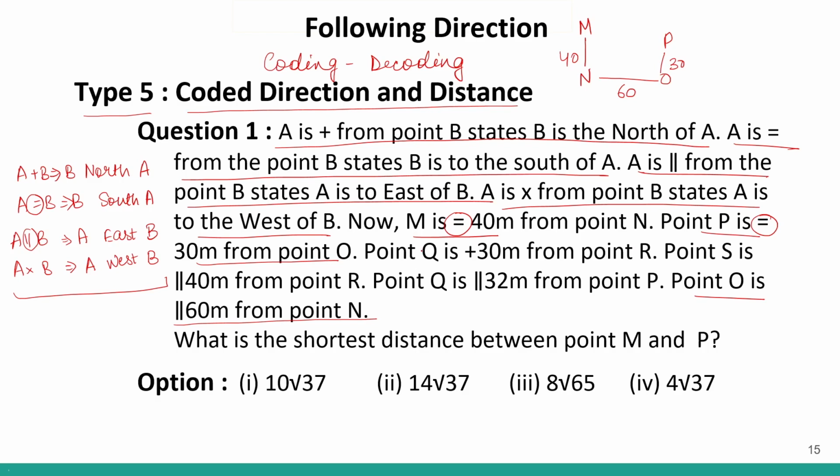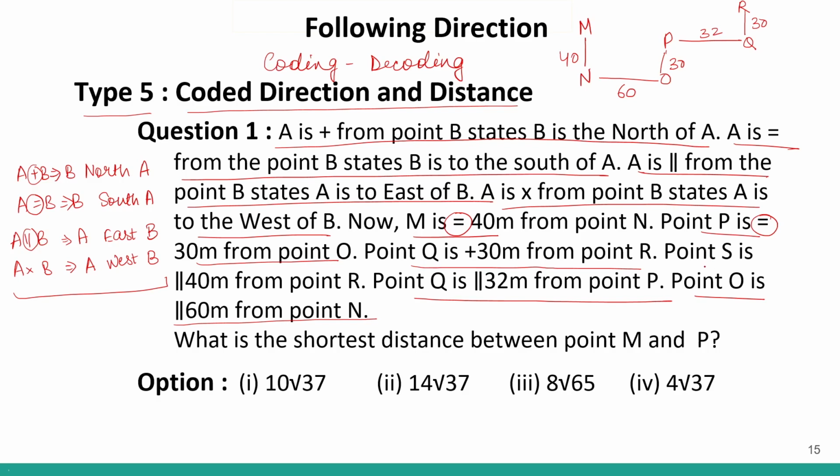Right? Now, again, we can use this information. Q is to the east of P. So Q will be 32 meters to the east of P. Right? Then Q is 30 meters, plus symbol is used, so north. R will be 30 meters north of Q. So it will go like this.